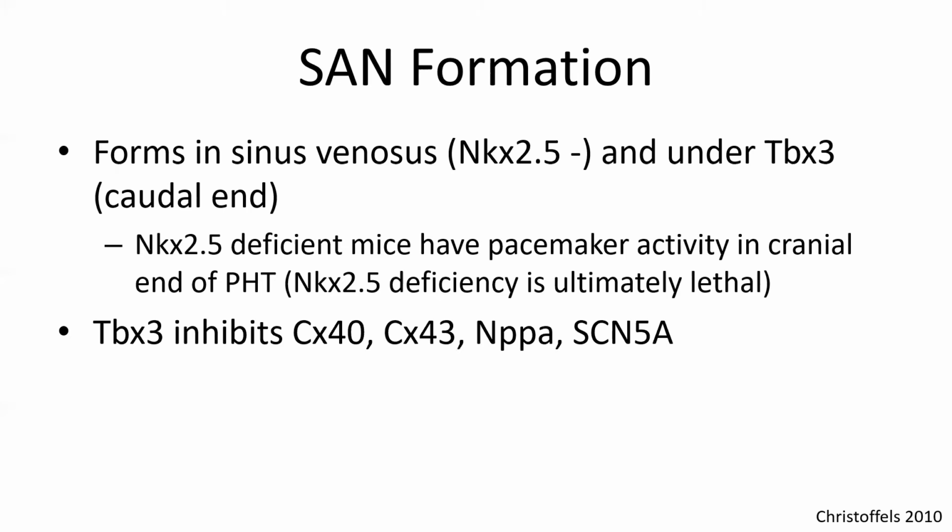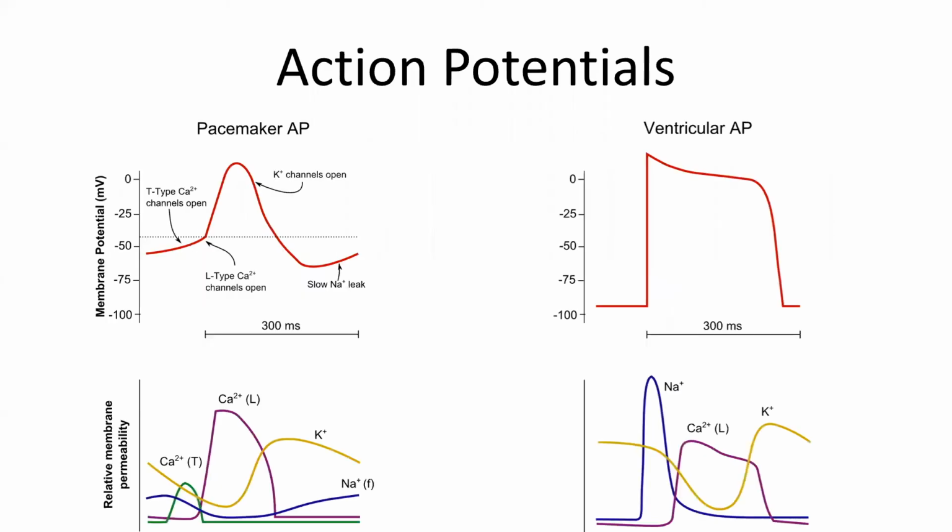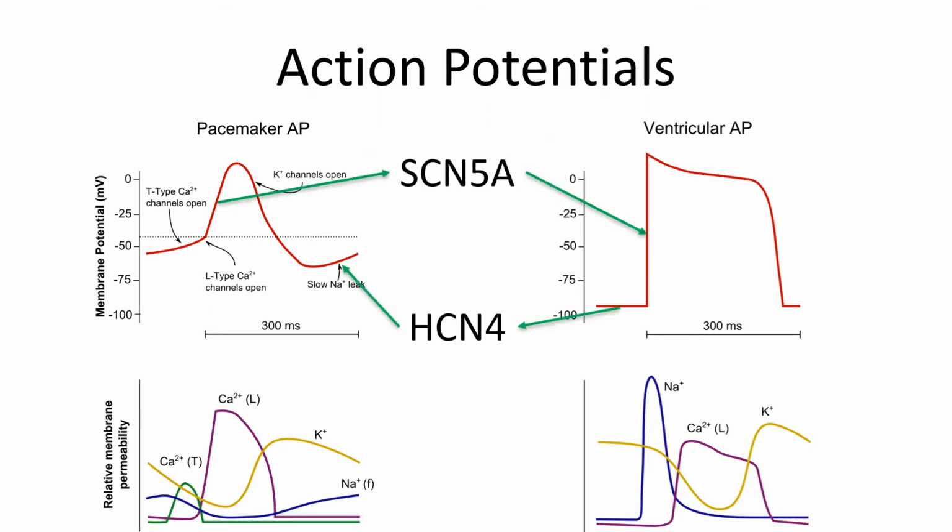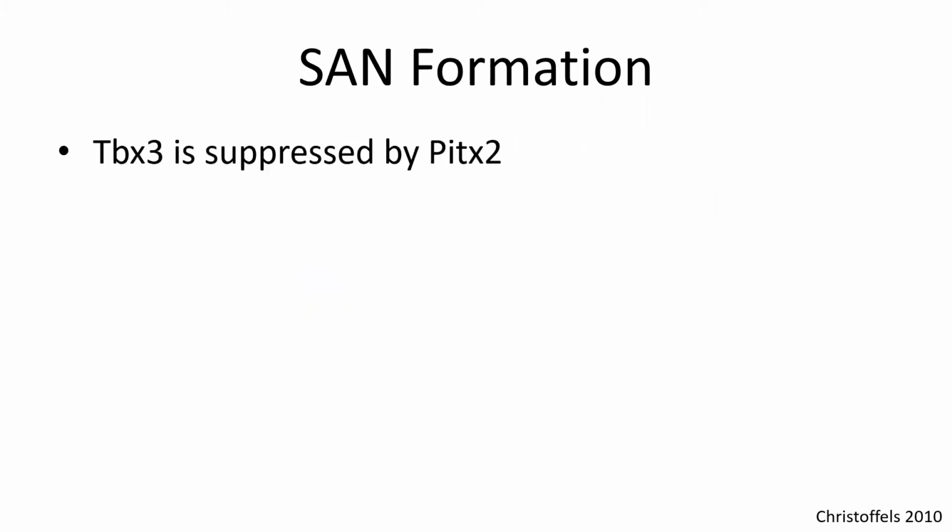It inhibits MPPA, which gives you the atrial natriuretic peptide, and the fast sodium current SCN5A. And so just a reminder, in the action potentials here, the SCN5A really gives you that more rapid upstroke during depolarization. And the funny current gives you that slow depolarization of the membrane that really gives you the hallmark of automaticity of the sinus node.